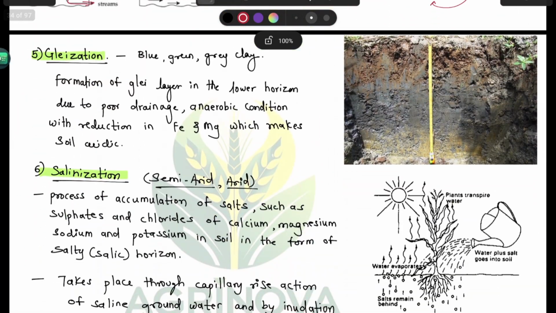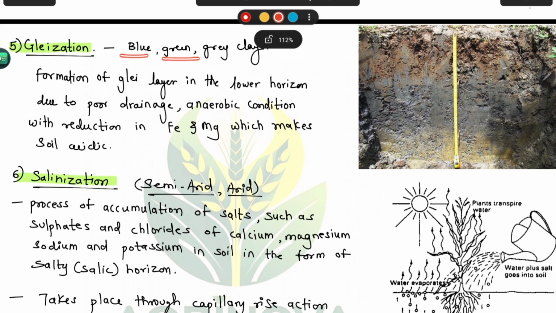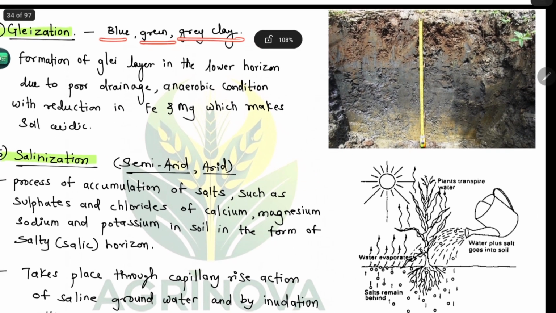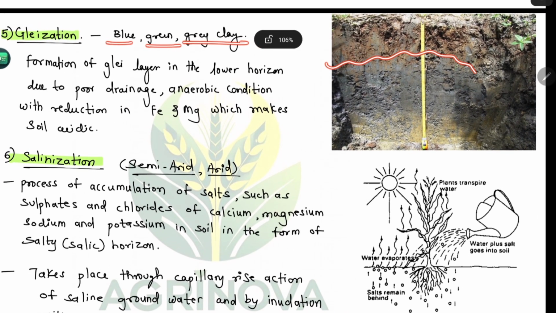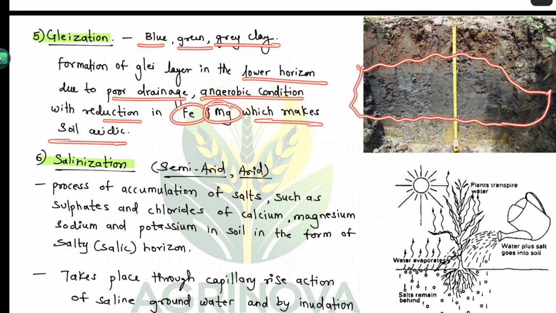The next, gleization, means where the soil becomes blue, green, gray. Here in the image you can clearly see the formation of the blue, green, gray layer in the soil. It is formed in the lower horizon due to poor drainage, anaerobic condition with reduction in Fe and Mg, which makes the soil acidic. Okay, due to iron and magnesium.